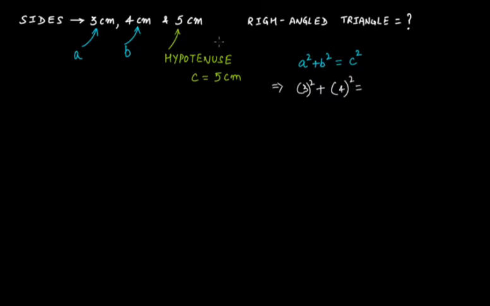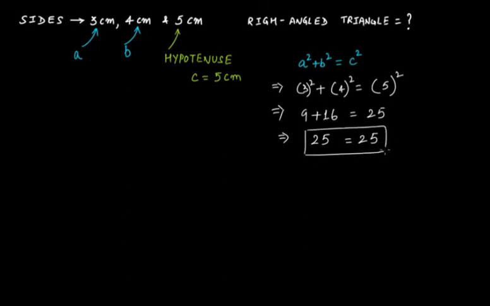And what is c square? c square is 5 square. So this will be 9 plus 16, and this will be 25. And here it comes: 25 is equal to 25. Yes, it is coming exactly equal, that is LHS is equal to RHS, the right hand side. That is what we wanted to prove, right?